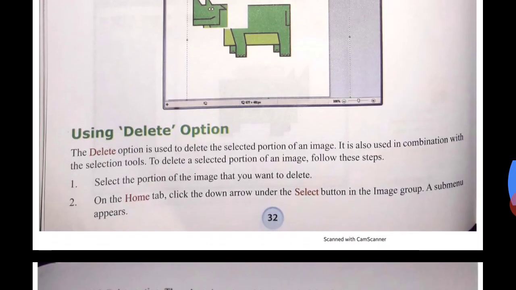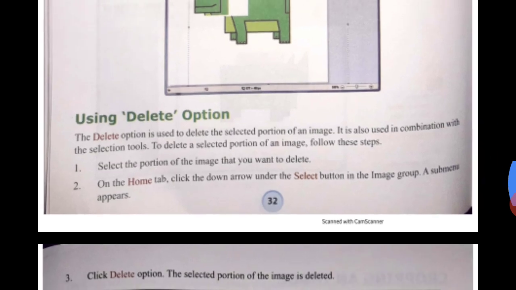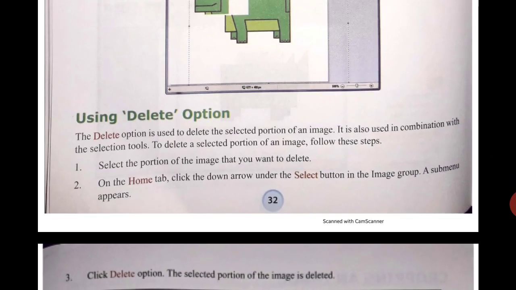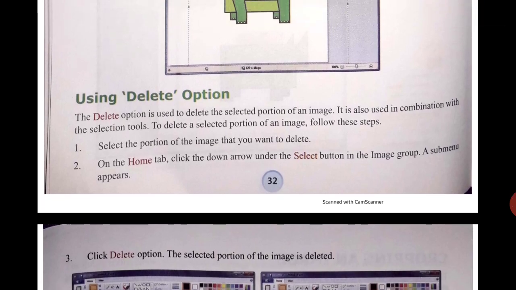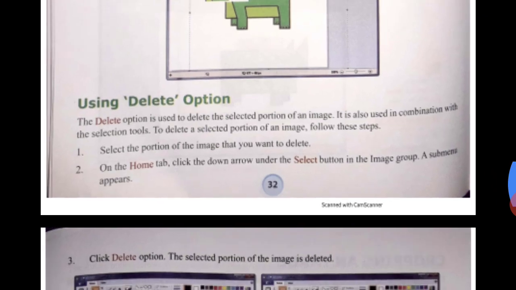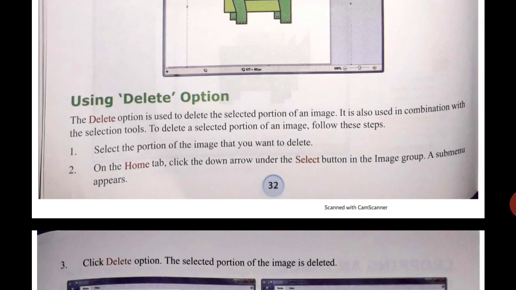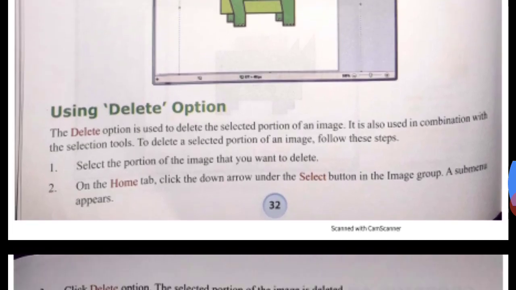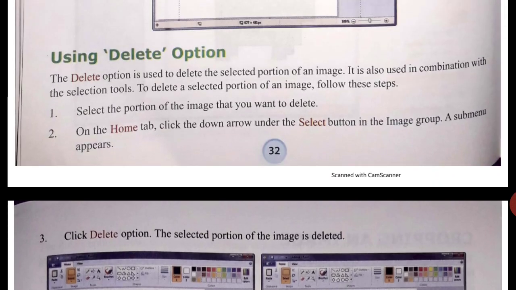Now see here, using the delete option. The delete option is used to delete the selected portion of an image. It is also used in combination with the selection tool to delete a selected portion of an image. Follow these steps. Number one, select the portion of the image that you want to delete.